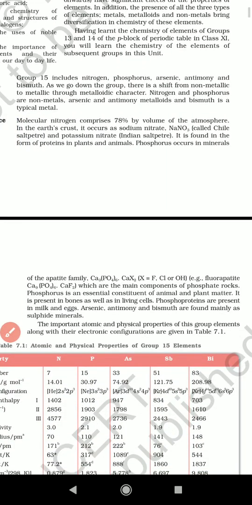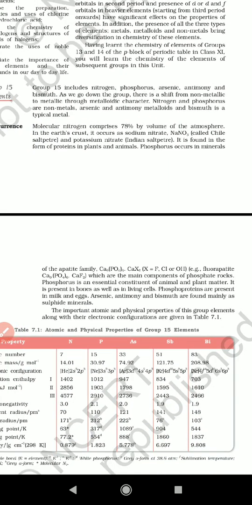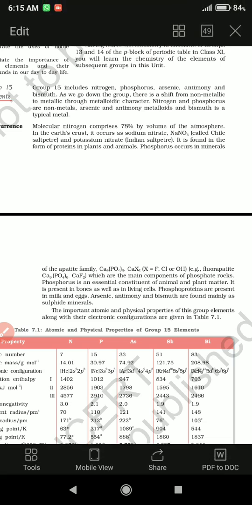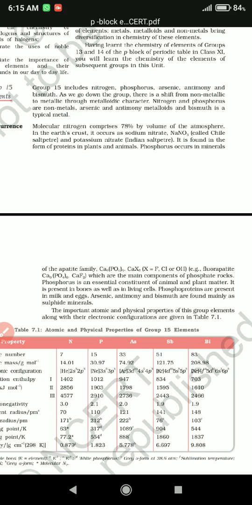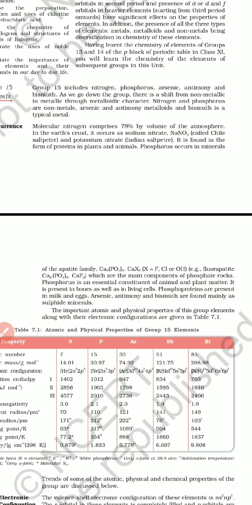First, we are going to see the 15th group elements. What are the elements present there? What are the occurrences? And what are the periodic trends they exhibit? These are the points we are going to study now. Just look here.